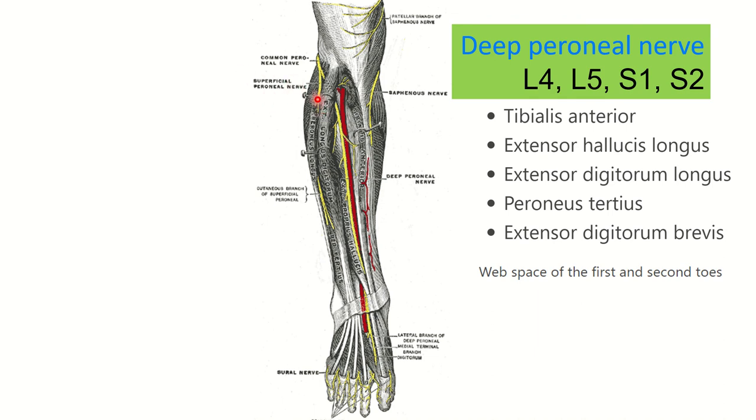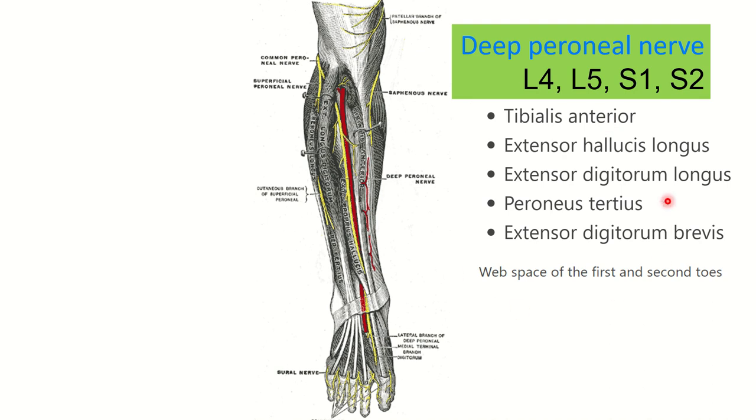Superficial peroneal nerve supplies the lateral compartment of the leg, and in the lateral compartment we can see there are two muscles: peroneus longus and peroneus brevis. Peroneus longus is also called fibularis longus, and peroneus brevis is also called fibularis brevis. On the other hand, peroneus tertius is present in the anterior compartment.